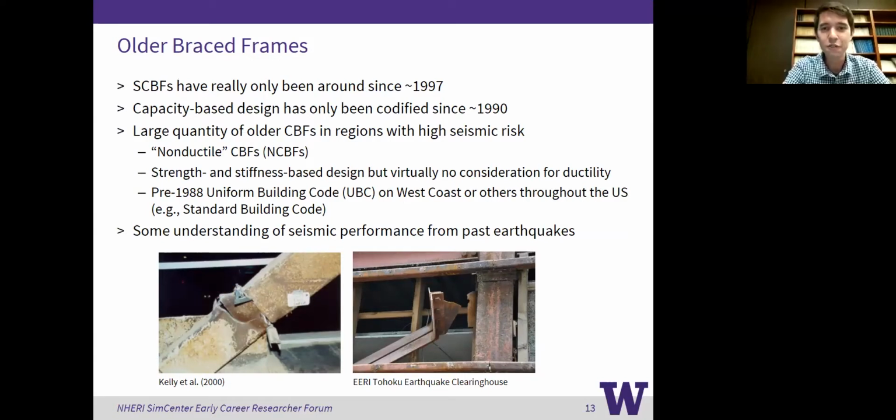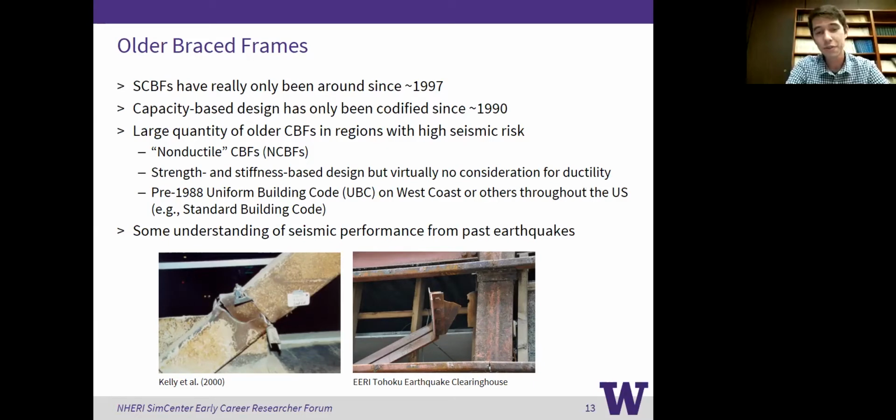So SCBFs have really only been around since about 1997, at least in the form that we know them. And capacity design has really only been around since about 1990. And so there's a large quantity of older CBFs in regions with high seismic risk in the US. Okay, so places like the West Coast, places like maybe parts of the Midwest, they all have these non-ductile concentrically braced frames, or NCBFs, as I call them. And so these were designed really with just the strength and stiffness approach and not much consideration for ductility of the frame. And so there's a pretty large concern about their seismic performance.